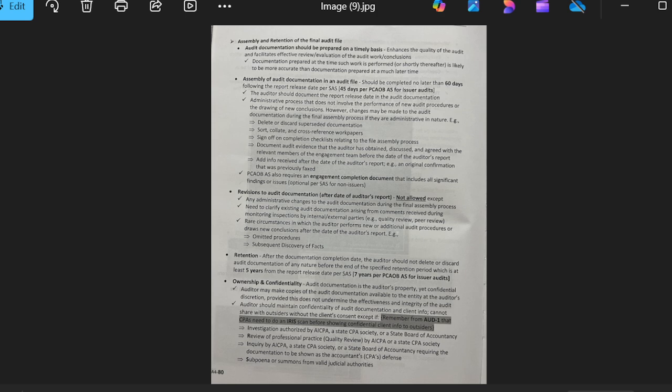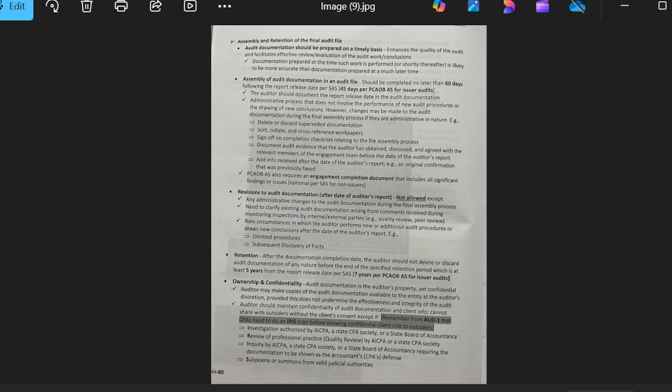Also, discussing the ownership and confidentiality. Audit documentation is the auditor's property yet confidential. The auditor may make copies of the audit documentation available to the entity at the auditor's discretion, provided this does not undermine the effectiveness and integrity of the audit.